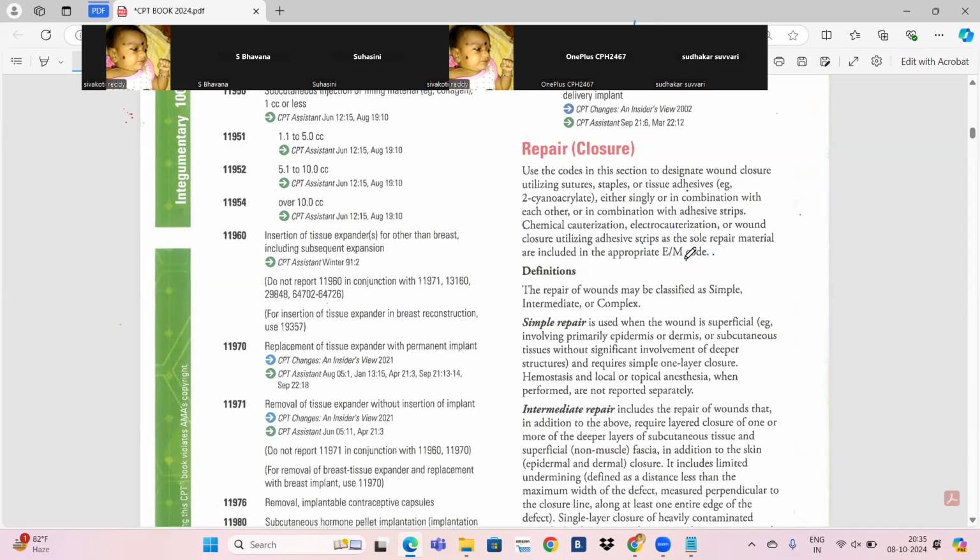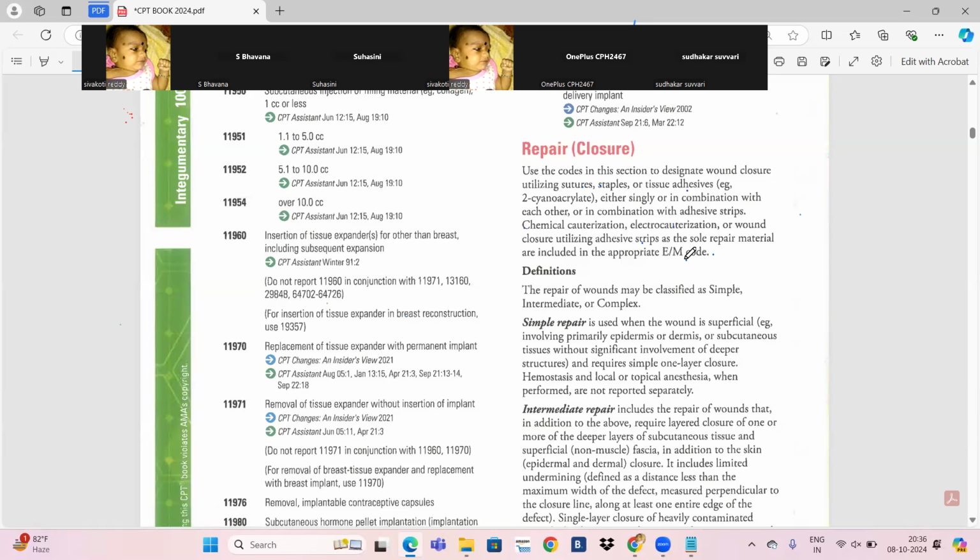Clear? So while you are checking the document for repair, you need to check which material they used for the wound closure. Clear? If they did it with these materials, it comes under the codable category or is included in the E/M. If it is included in the E/M, no need to code any procedure.